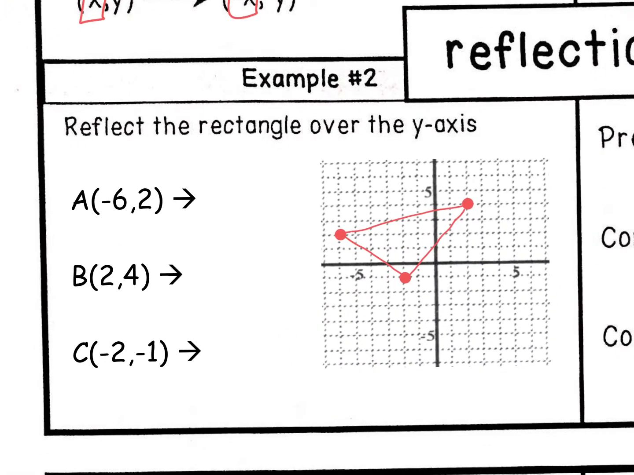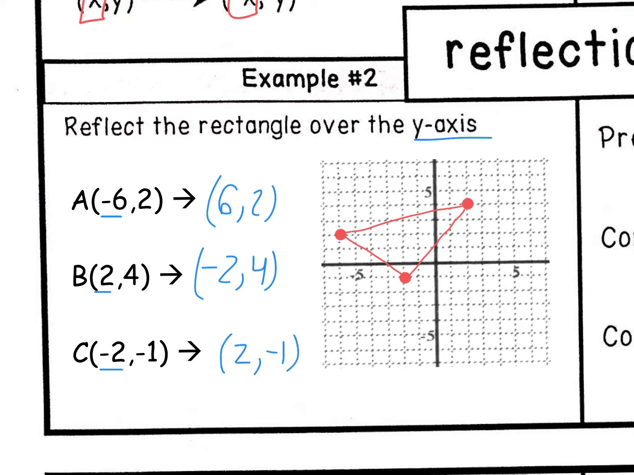Example 2, we're going to flip this triangle over the y-axis. So reflecting over the y-axis, that means we're changing the signs on the x-coordinates, such that our A value of -6, 2 would become +6, 2. Our B value of 2, 4 would become -2, 4. Our C value of -2, -1 would become +2, -1.